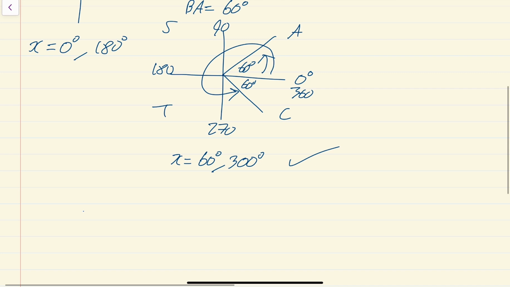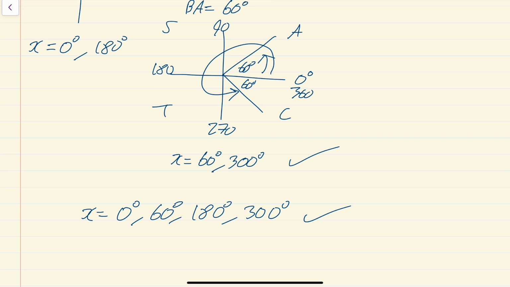So your final answer, x is equal to 0 degrees, putting them in ascending order, 60 degrees, 180 degrees, and 300 degrees. And there we have it. And if you divided through by sine at the start, you would have missed out on the 0 and you would have missed out on the 180. So you would have missed out on half of the solutions for this question.